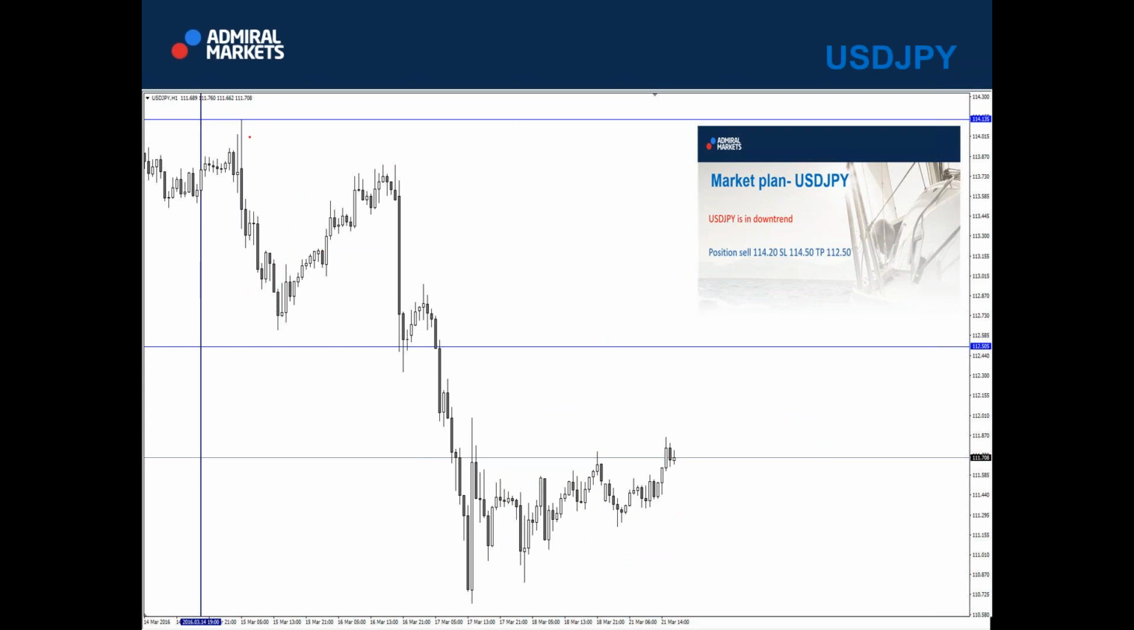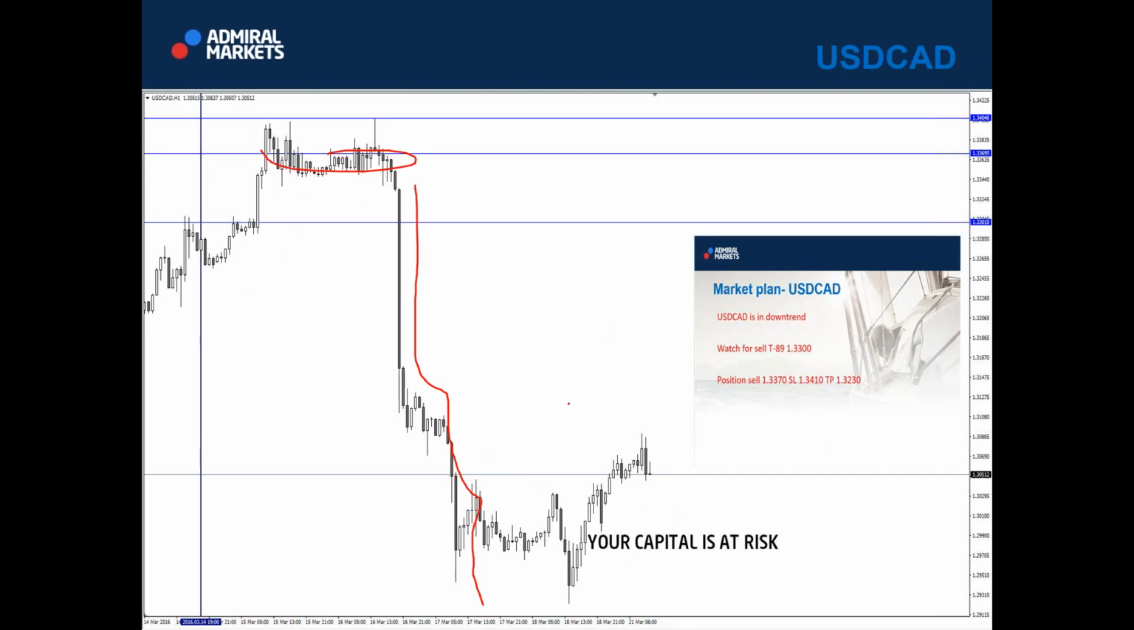You see, here, even if you scaled out here, you wouldn't be stopped out at break even because price proceeded down. Well, here, you see, you would probably be stopped out. Because if you take your profit here, see, there is break even, but well, that's how it goes.